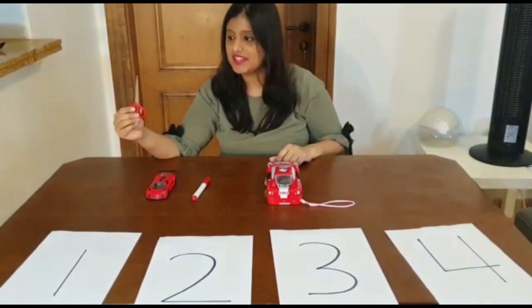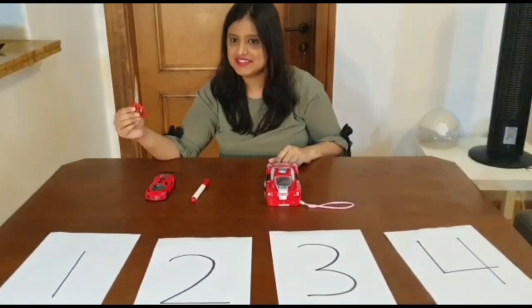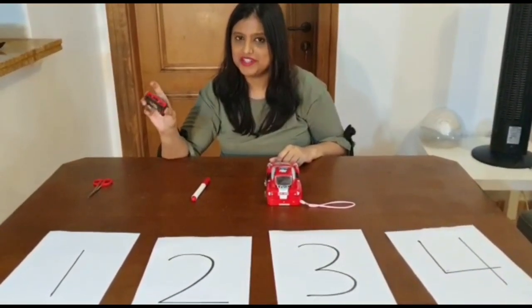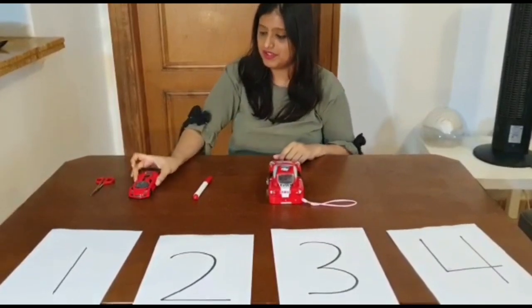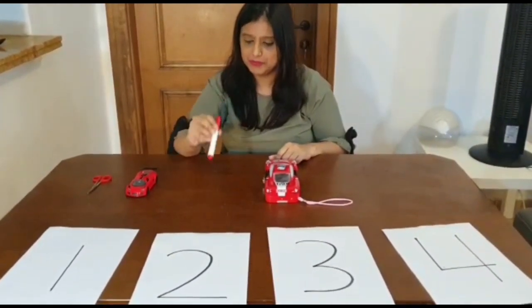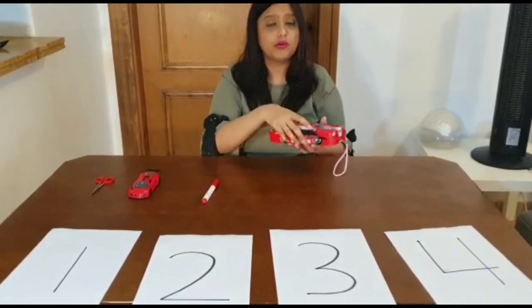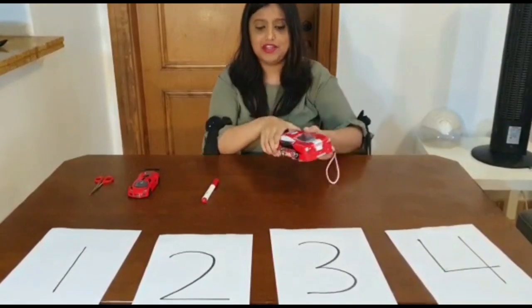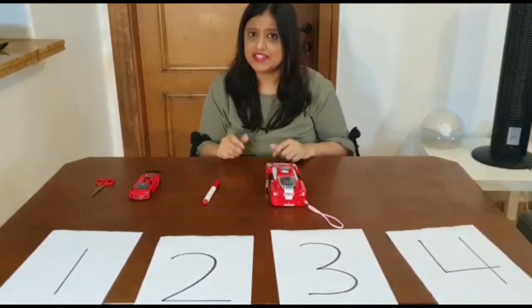The first object, the name of the object is scissors. The second object, the name of the object is toy car. The third object, the name of the object is sketch pen. The fourth object, the name of the object is pencil box. Now, let us look at the second difference.